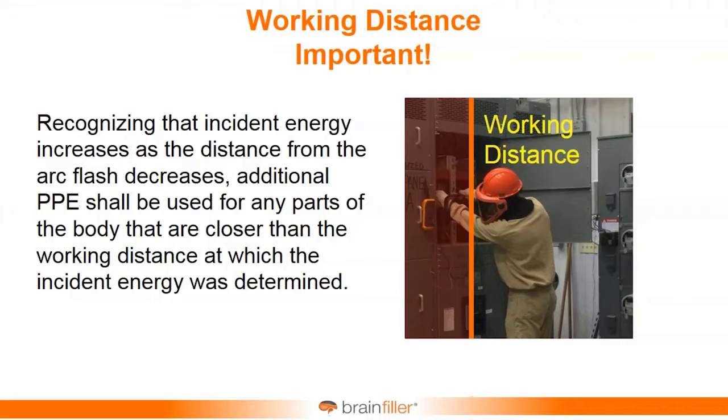So as part of training, when it comes to electrical safety, you see this picture on the right, the working distance has to be emphasized. Just because someone sees an incident energy number on a label doesn't mean they can get as close as they want or do whatever they want. Incident energy is based on a specific working distance, and if they get closer, that's going to go up, and their PPE may not be suitable.